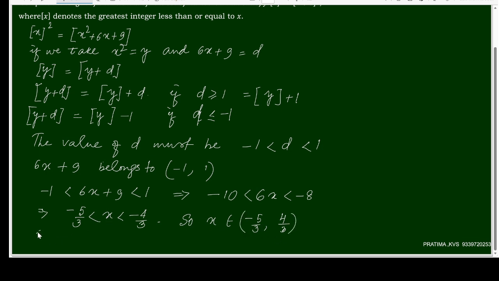Now if the question is the length of the interval, then -4/3 minus (-5/3) equals 1/3.